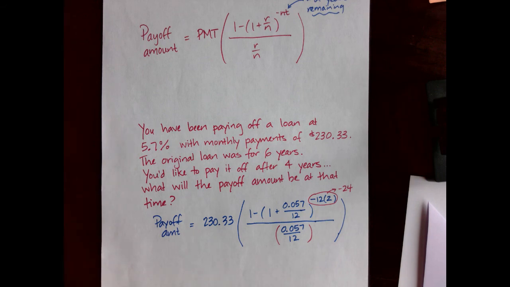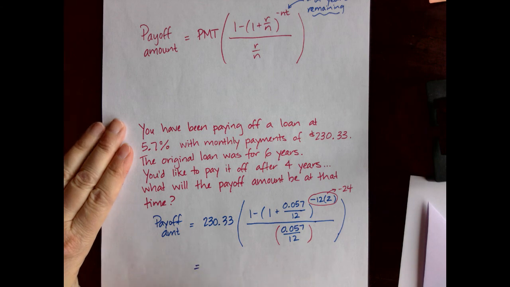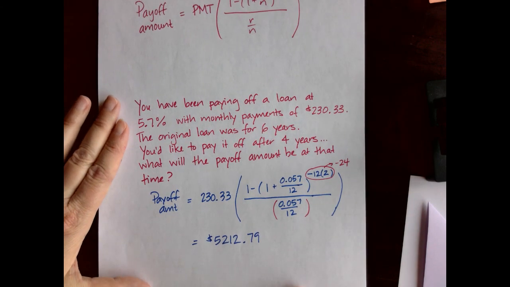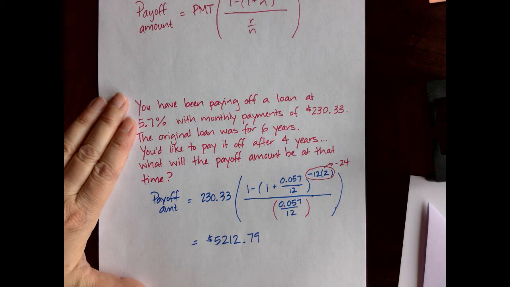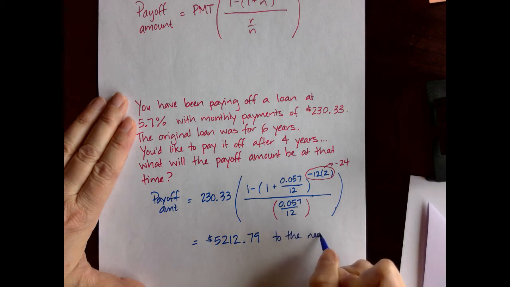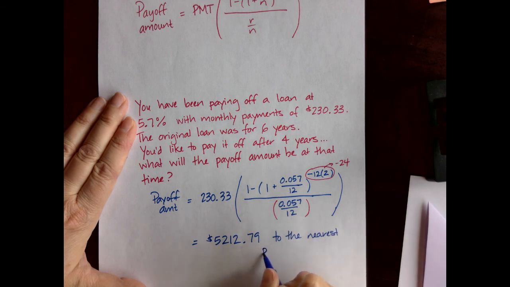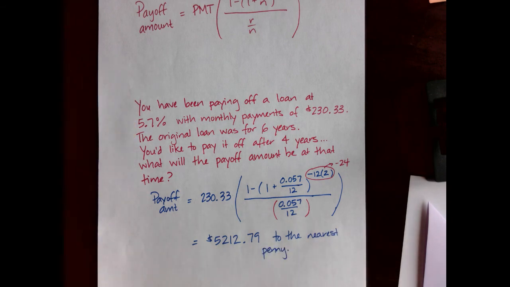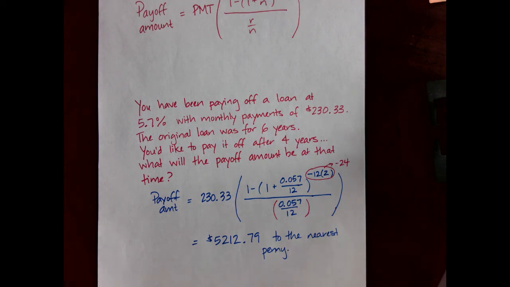When I do this computation, I get the following. This is supposed to be dollars and cents, so I'm going to round it to the nearest penny. I get $5,212.79 to the nearest penny. So that's the payoff amount with 2 years left to go on the loan.